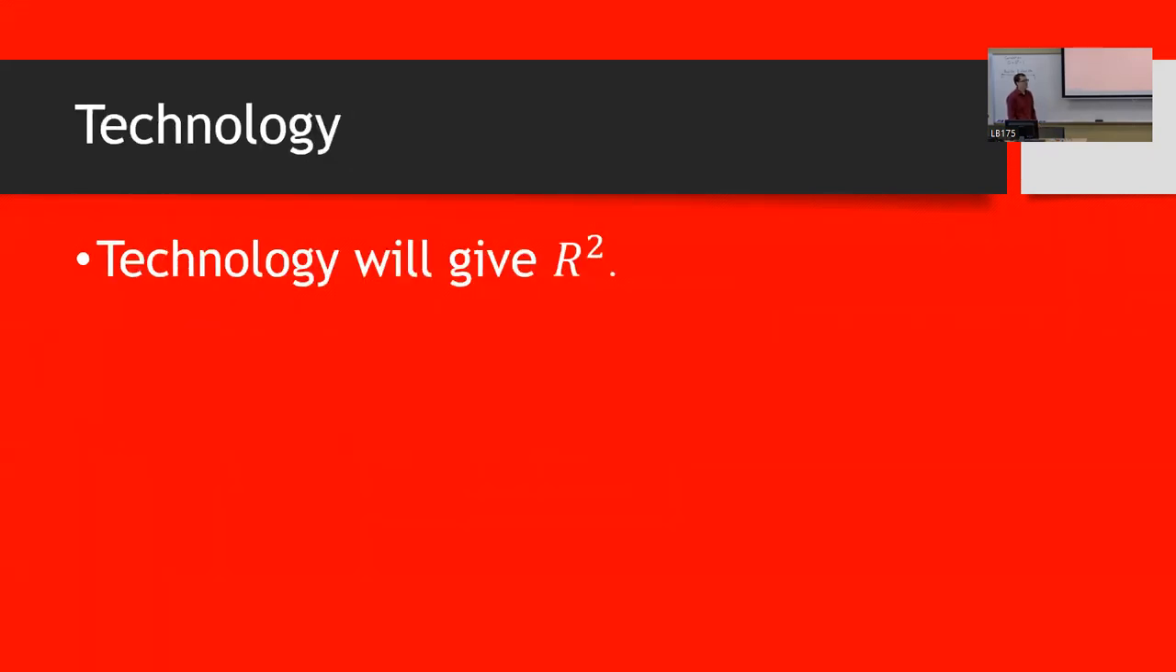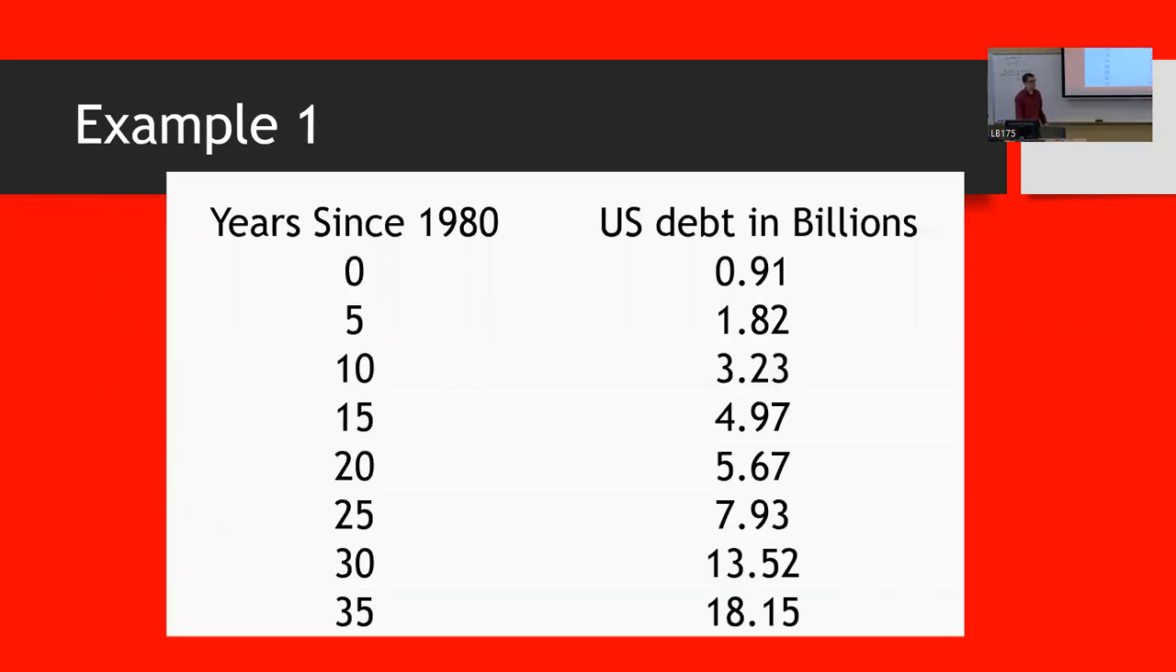Okay? As we've already seen, the technology gives us the R squared. If we had to calculate this by hand, we could, but it's a big, long, complicated expression. Same thing with the regression lines. We can calculate those by hand, but it's a really, really long and complicated process. So it's much easier to deal with technology.